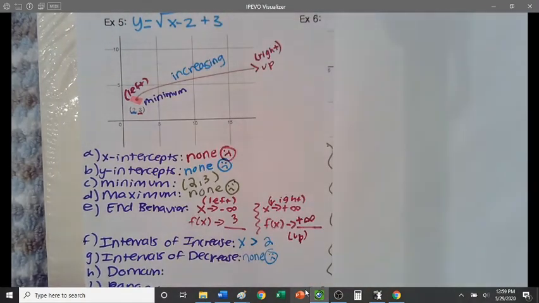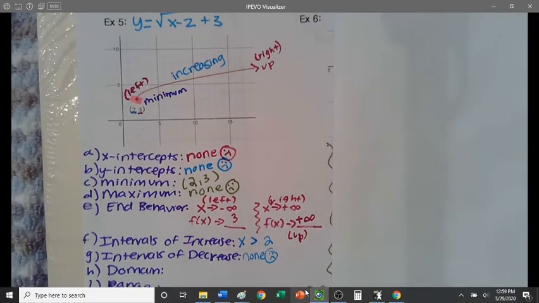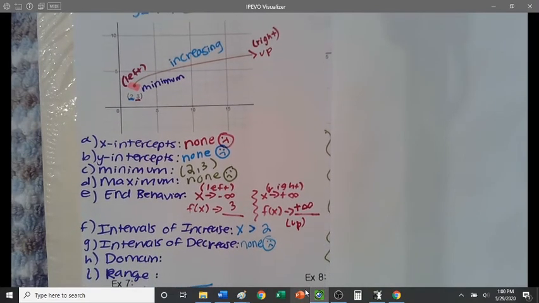Increasing. All right, making sure I can spell. I'm a horrible speller. Okay, but anyway.